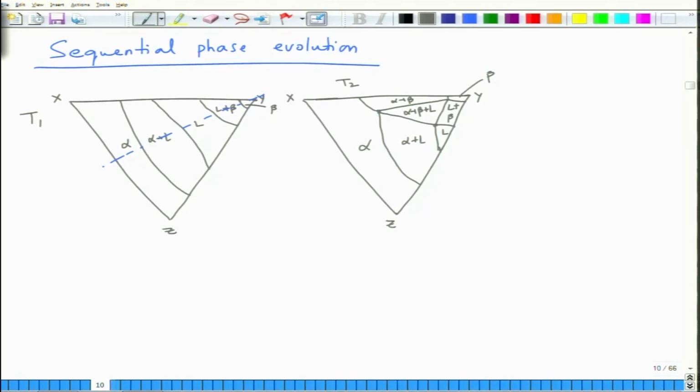So, as you decrease the temperature further, you will have broadening of these solid phase fields. For example, at a temperature T3, you might have a situation where alpha has broadened further, and liquid has really shrunk.